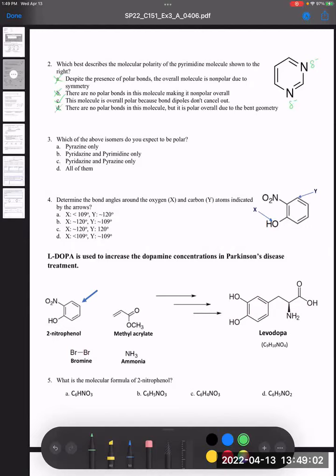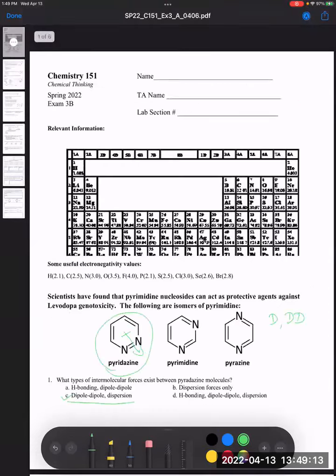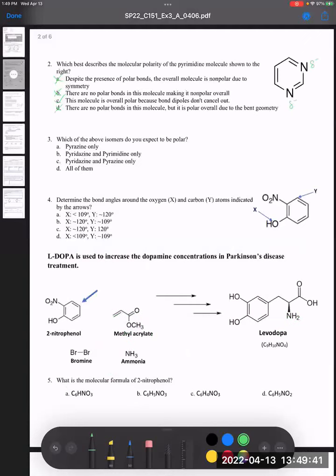All right. Moving on to question 3. Which of the above isomers do you expect to be polar? All right. So we were looking at 3 molecules. Okay, so if you consider pyridazine and pyrimidine, you will have a dipole moment going towards this direction in both cases. But when it comes to pyrazine, right? So you will have one dipole moment here, one over here. They're going to cancel out each other, okay, because of the symmetry. And as a result of that, pyrazine you can expect to be non-polar.